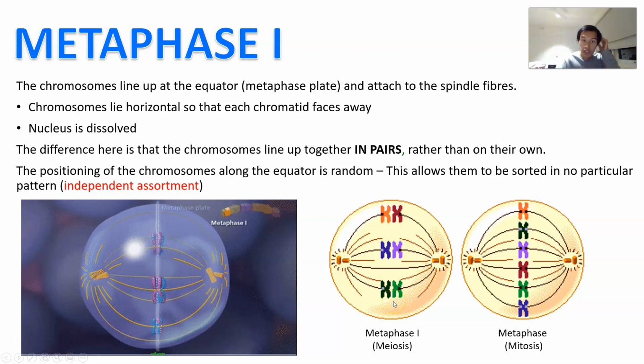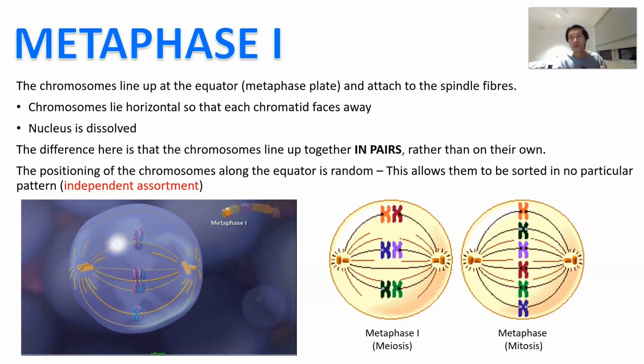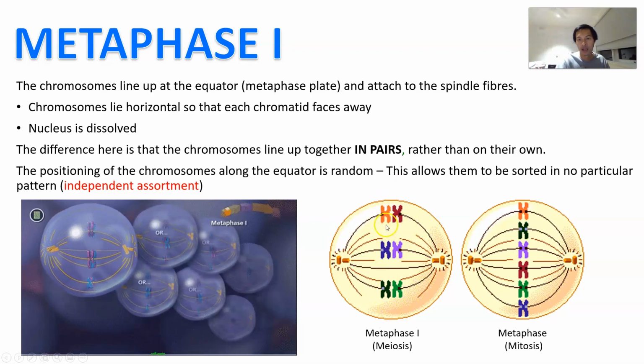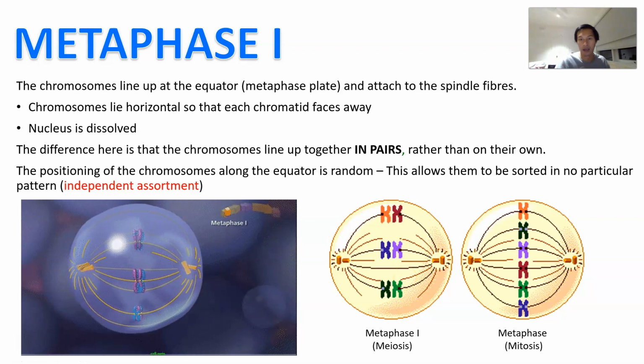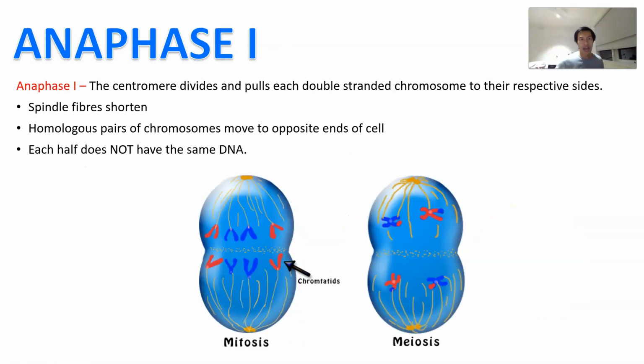The positioning of the chromosomes along the equator is random, okay? This allows them to be sorted in no particular pattern, and we call that independent assortment, right? This is very advantageous for the cell because later on when they shuffle this, it's going to give you as much diversity in your sperm as possible, or your egg as possible, okay? So that's metaphase 1.